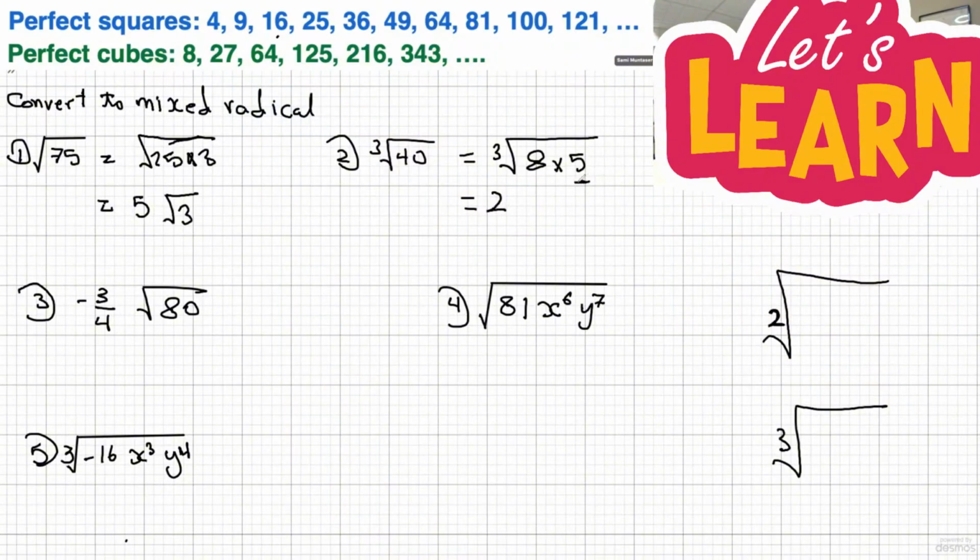But 5, I don't know what the cube root of 5 is. You have to use the calculator for that, and that's why we just have to keep it as the cube root of 5. And therefore now this is your answer. It's 2 times the cube root of 5. And here, the square root of 80.